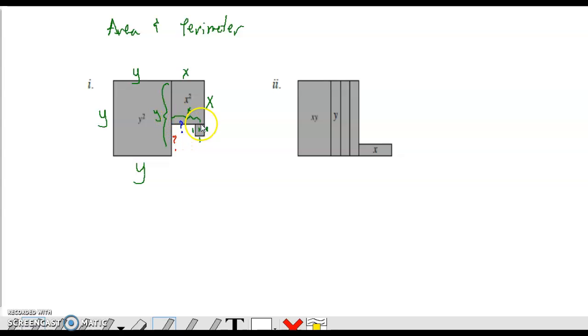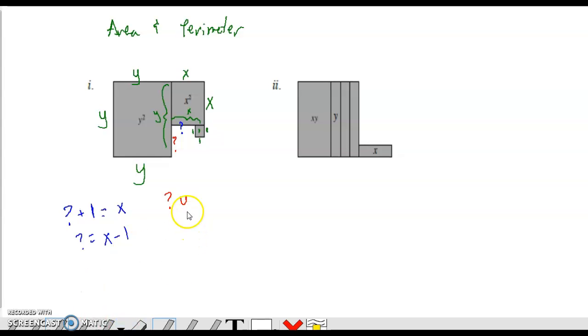Okay, so let's think about the blue question mark. All of this is x. That means the question mark plus this little piece right here, which is 1, is equal to x. So how do I solve for that question mark? The question mark is x minus 1. So that's that question mark. The second question mark, the red question mark, all of this is y. So I know that this question mark plus this, which is equal to x, is equal to y. I want to solve for the question mark, so that must mean that this is y minus x.